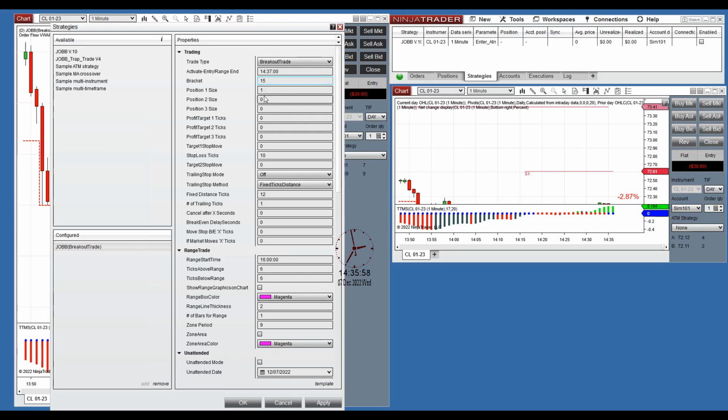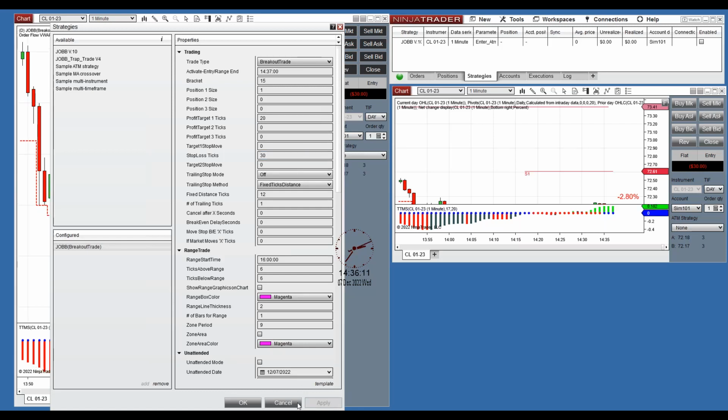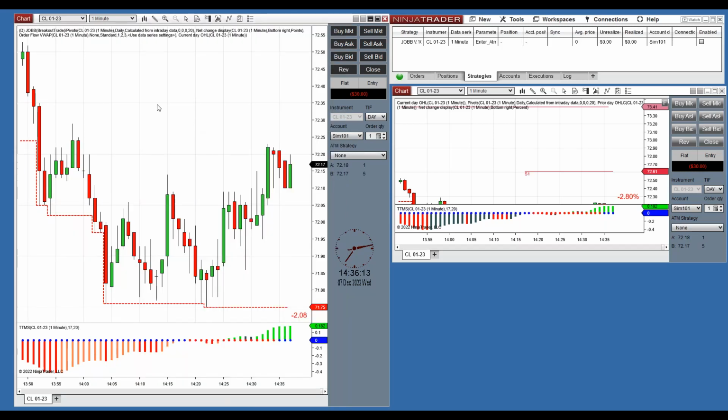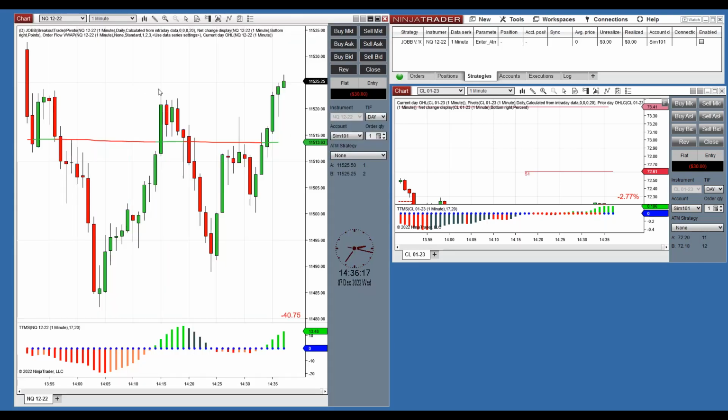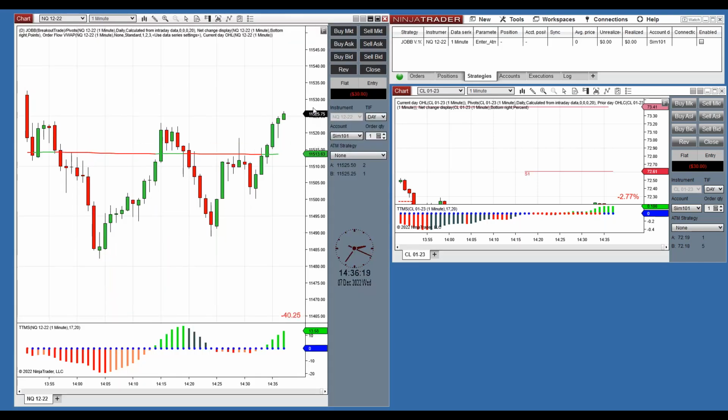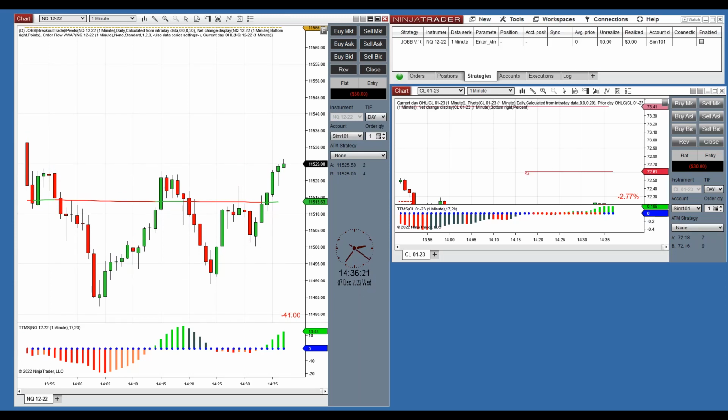Okay, give me a position. I'm trading one contract, one position. Give me a target of 20 ticks and give me a stop of 30 ticks. Okay, and we're going to trade the NQ. Apply it, okay it, change your chart to NQ 1222. Okay, at 2:37, if you enable the trade, enable it right here. Watch what's going to happen.